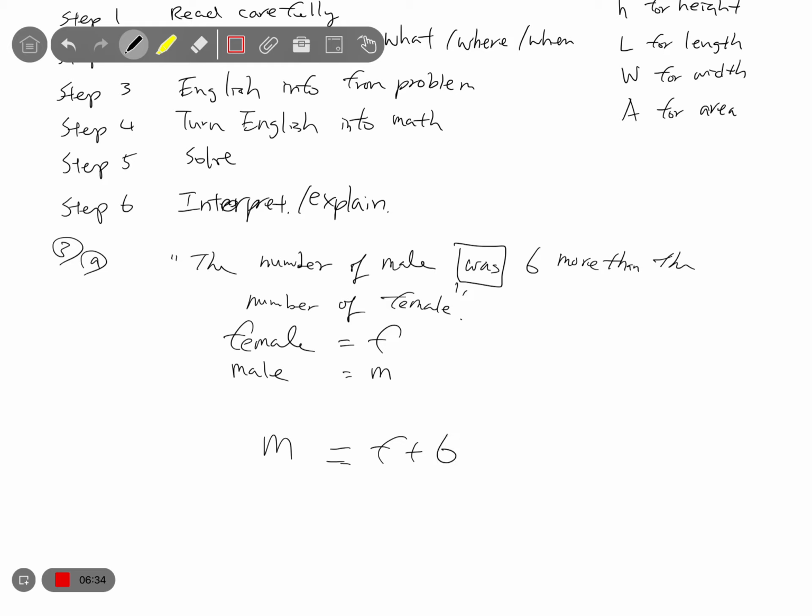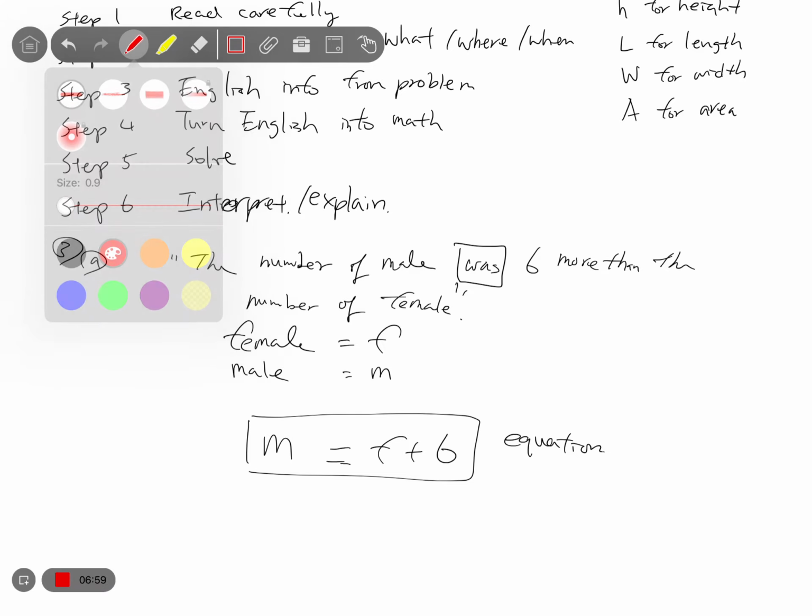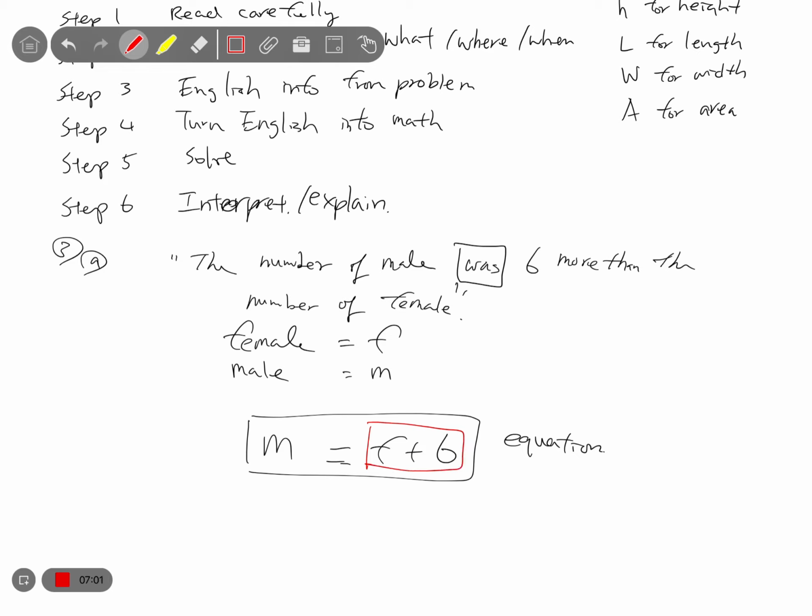Okay? So based on that sentence, we know M equals F plus 6. But the question here is, we're looking at the expression for the number of male students. So we're not looking at this whole thing, because this whole thing is an equation. Notice it has an equal sign. Equate, equal, right? So if we're looking at the expression for men, that means this part right here, the F plus 6 part, that right there is our expression.